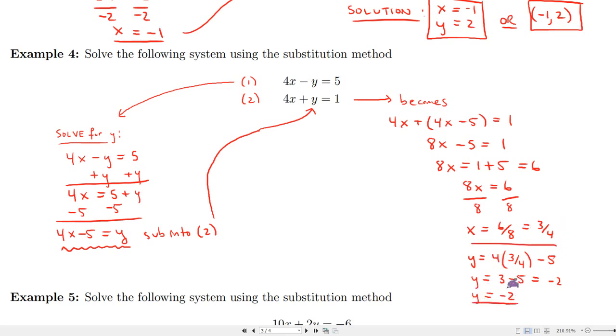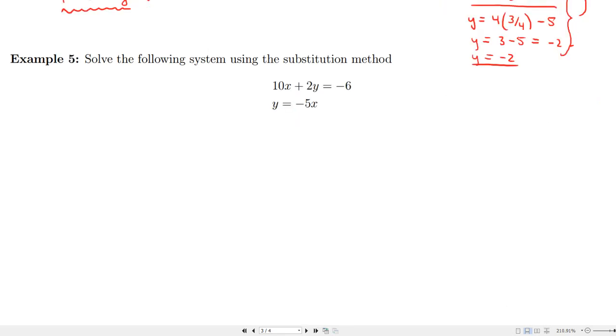So that's going to give us our solution. Maybe we'll write that up here. Solution: 3/4, negative 2. Or you can write them separately. And let's solve this one using similar procedure.